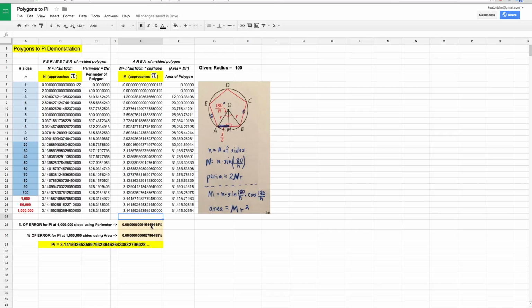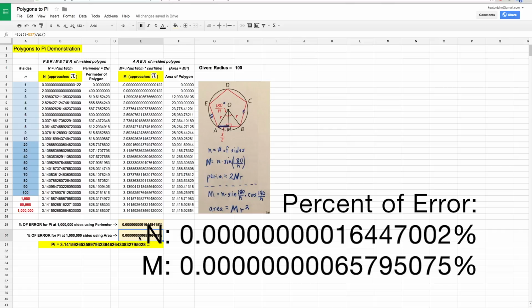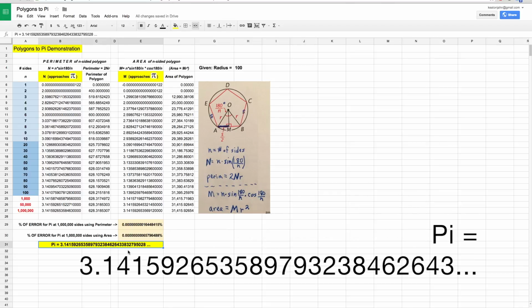Now, there's one more thing I wanted to show you here, and that is the percent of error for M and N. So essentially, how close are M and N to pi when we have a million sides for our polygon? And you can see here, those are two very, very small percentages. Lots of zeros after the decimal point. And this is real pi right here that you can compare to.